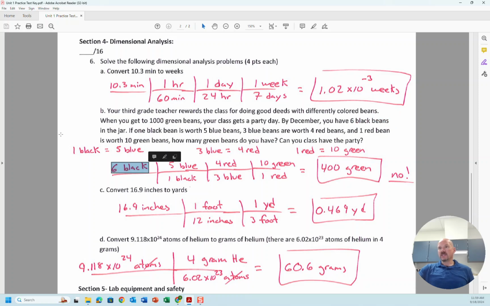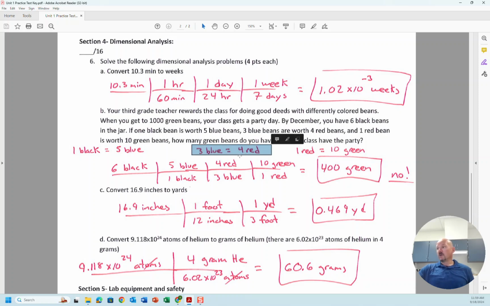So again, we're just going to start with what we have, 6 black beans. And then I would use this equality to convert black to blue. The way it would work is I would put the 5 blue on top and the 1 black on bottom, because again, I'm trying to cancel out black and get to blue. Then I would use this equality that again was given to me in the word problem to convert blue to red.